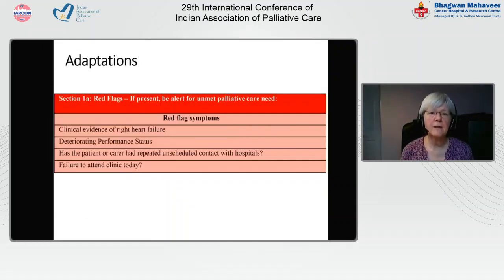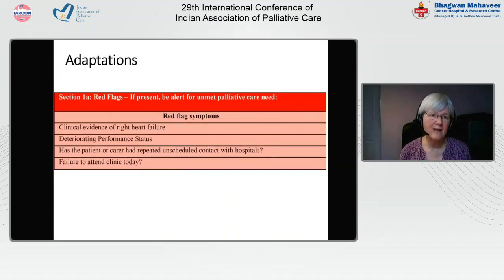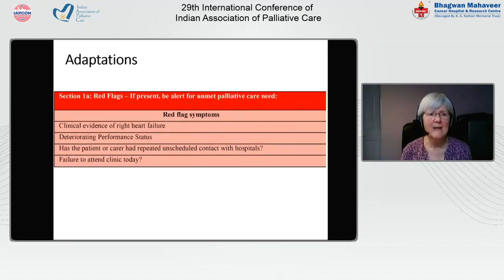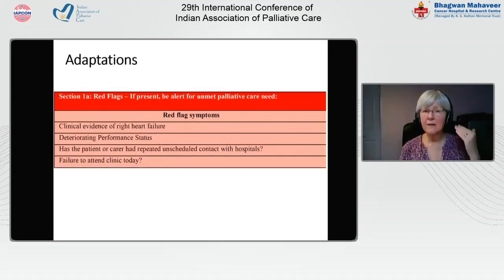So just to go through it in a bit more detail. Right at the top, there is what we've called a red flag section. If present, it raises the awareness that this is a patient who is very likely to have unmet palliative care need. So clinical evidence of right heart failure, deteriorating performance status, repeated unscheduled contact with hospitals as a marker that all is not well with this patient, and also failure to attend clinic. Again, these things should be a marker to think there is something not going well with this patient.